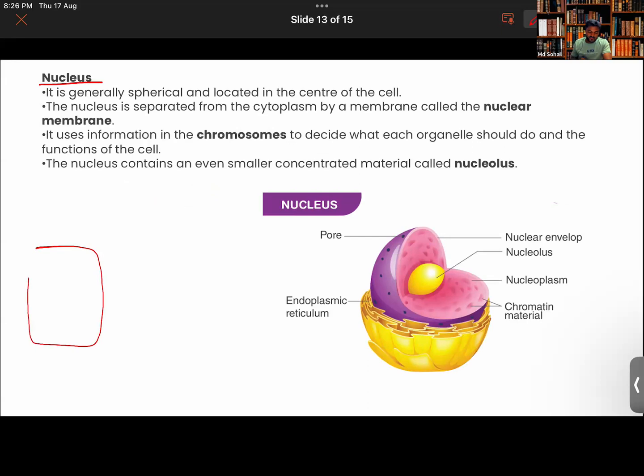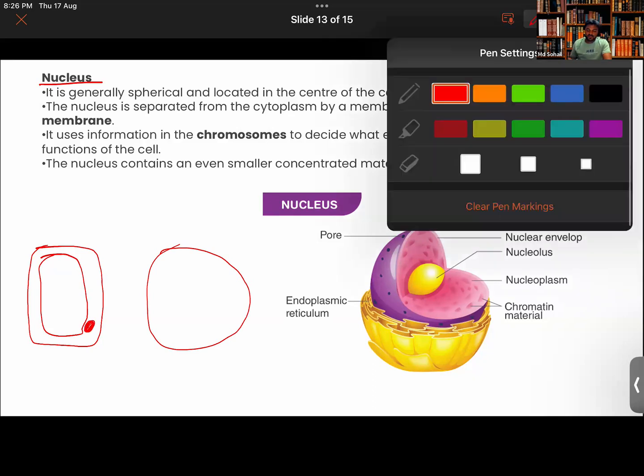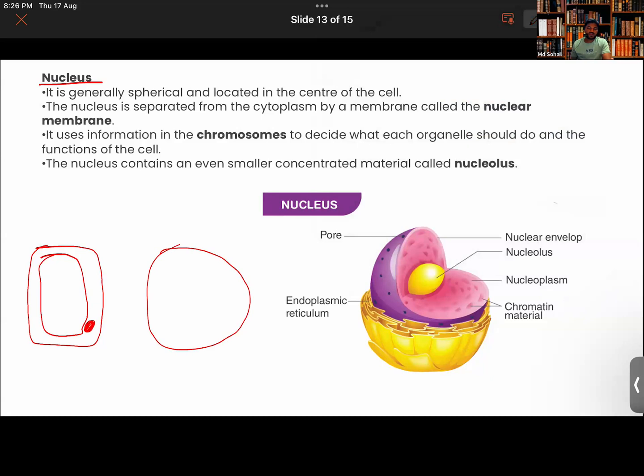So here you have got a plant cell like this, and here you've got an animal cell. In fact, you will see that there are more free spaces available in plant cells, right? That we will also come to know is called the vacuole, while in an animal cell, the nucleus is at the center. Okay. So it is generally spherical and located in the center of the cell.